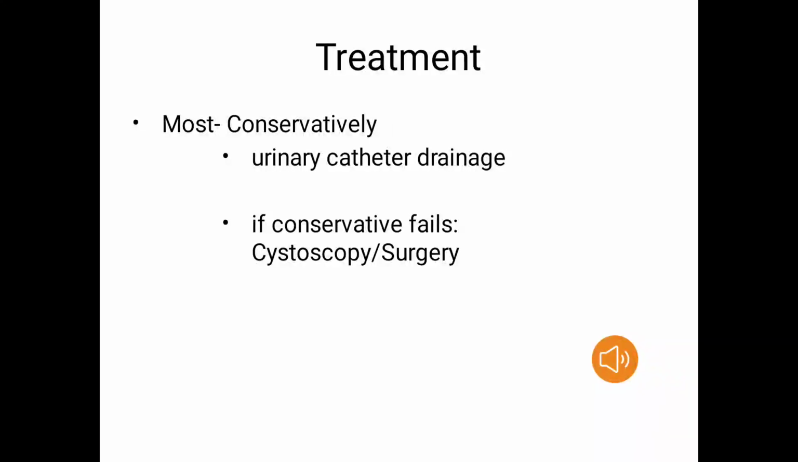The treatment for extraperitoneal rupture of the bladder is, most of the time, conservative, by placing a urinary catheter for drainage for up to 10 days. Sometimes the conservative treatment may fail due to blockage of the catheter by blood clots. In such cases, you have to do a cystoscopy and remove the clots. If that also fails, then surgical intervention may be necessary.